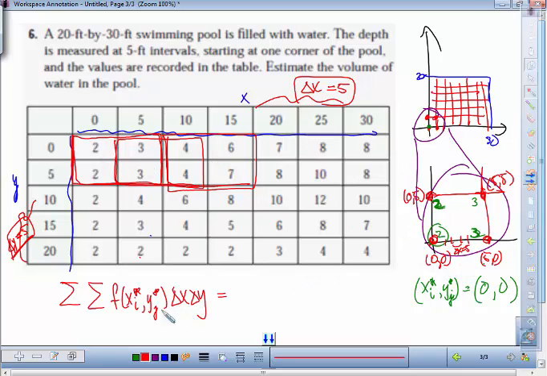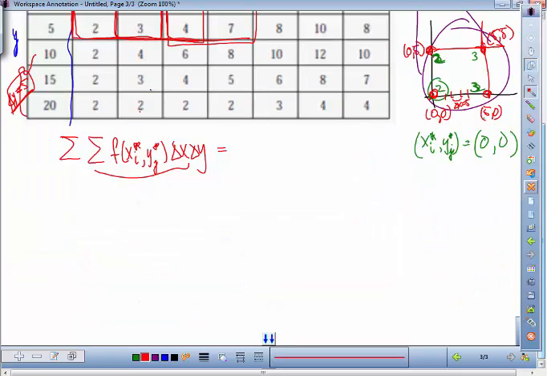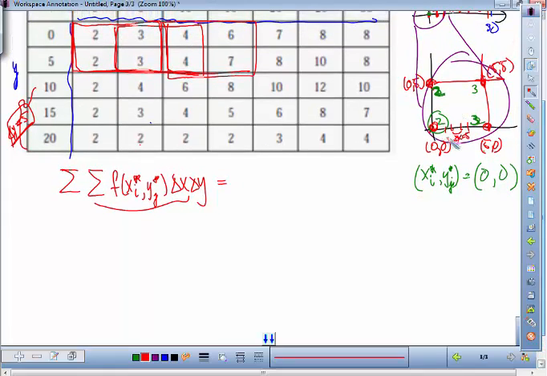If I go along the x, these partitions over here, and I continually use the left-hand endpoint, my first box is going to be 2 times 5 times 5. By the way, the 5 times 5 is going to happen to all of them, right? So I can just take all that out. But I'll leave it there for now.